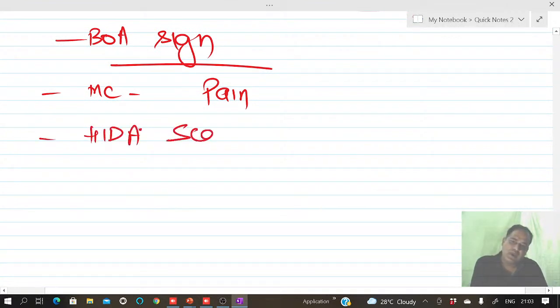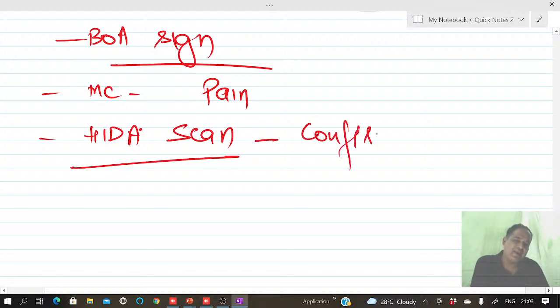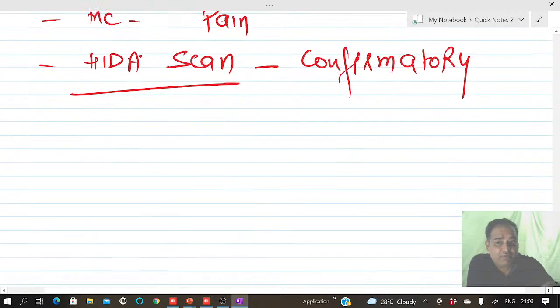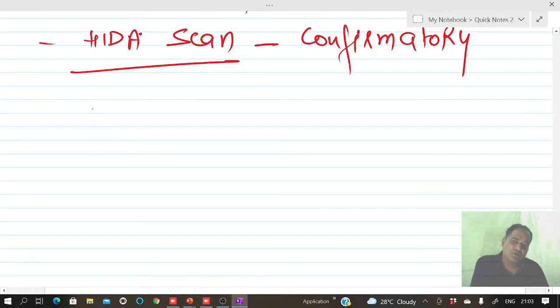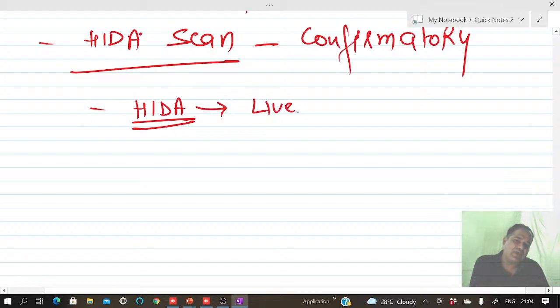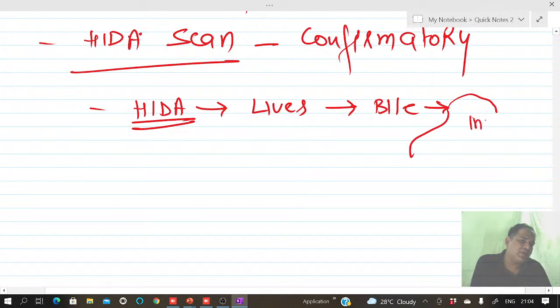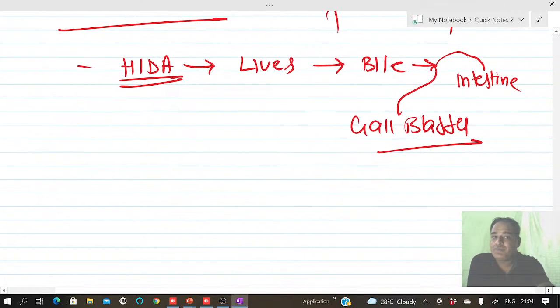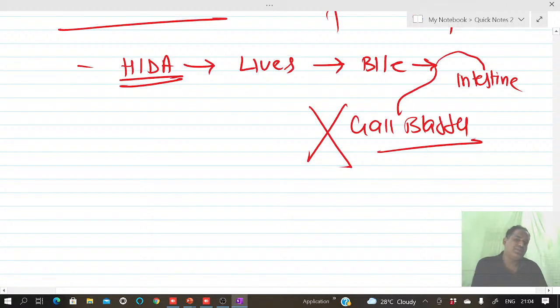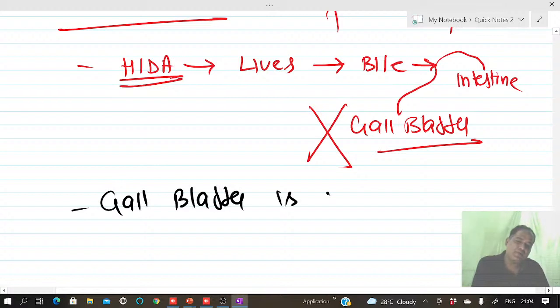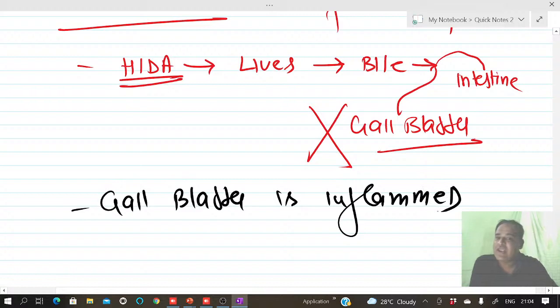Now, you can also get a HIDA scan done. HIDA scan is considered confirmatory. Remember yesterday I told you about the HIDA scan. We are going to give your patient a hepatobiliary iminodiacetic acid scan. This will be secreted in the liver. It will go to the bile, and from the liver it has two ways. One is it may enter the intestine. Second, it may enter the gallbladder. In this condition, this is not possible. Why? Because now the gallbladder is inflamed.